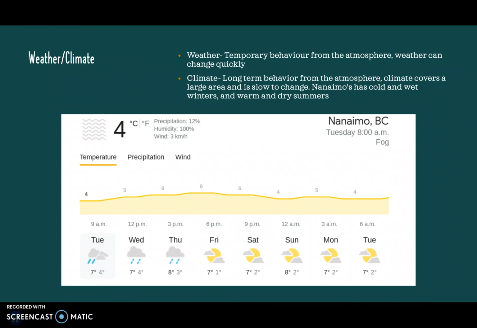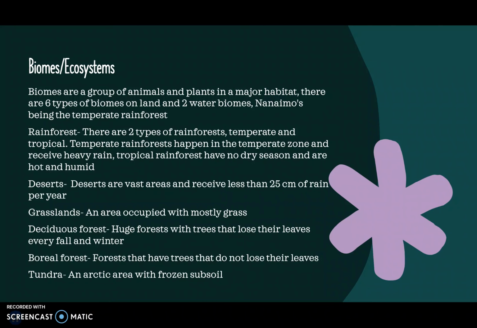Weather and climate. Weather is temporary behavior from the atmosphere, and climate is long-term behavior from the atmosphere. Biomes and ecosystems. Biomes are a group of animals and plants in a major habitat. There are 6 types of biomes, Nanaimo's being the temperate rainforest. There are 2 types of rainforest, temperate and tropical.